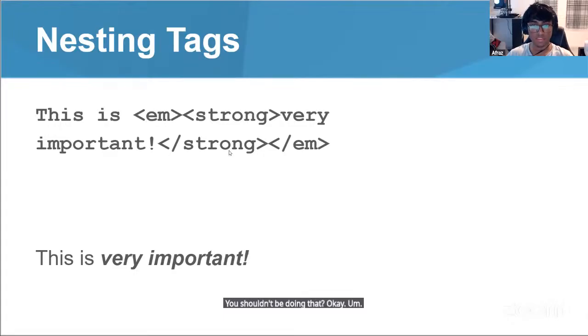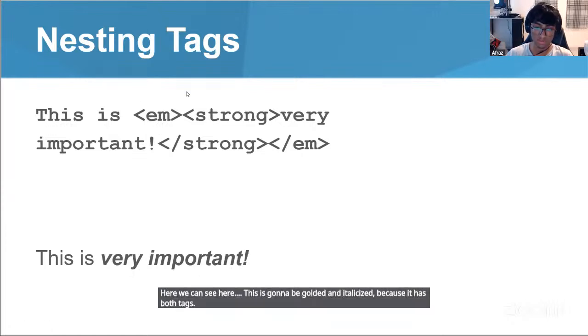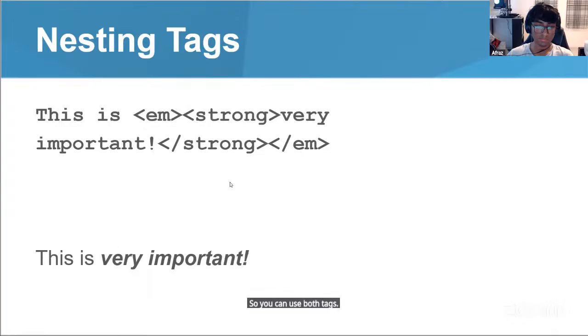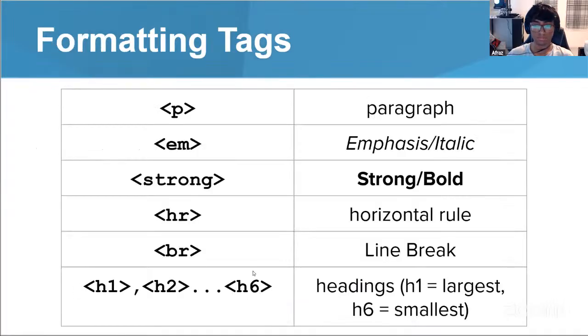So right, EM and strong, these are nesting tags. And you can see here, this is going to be bolded and italicized because it has both tags. So you can use both tags. And then these are the formatting tags. So these are all formatting tags.